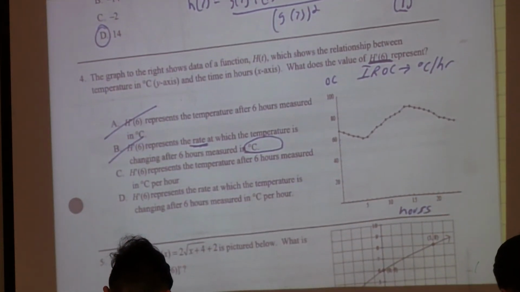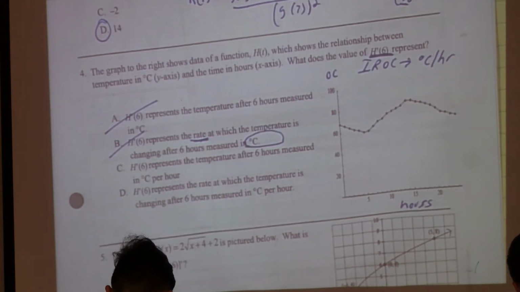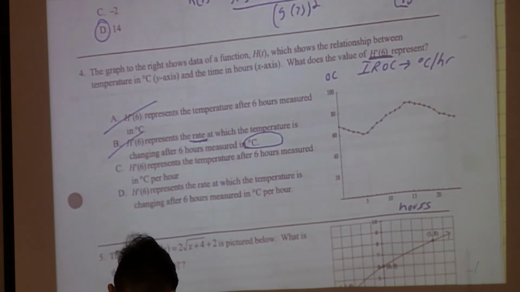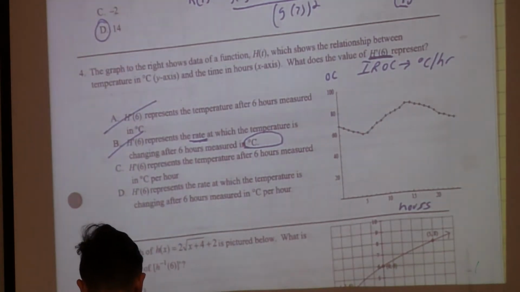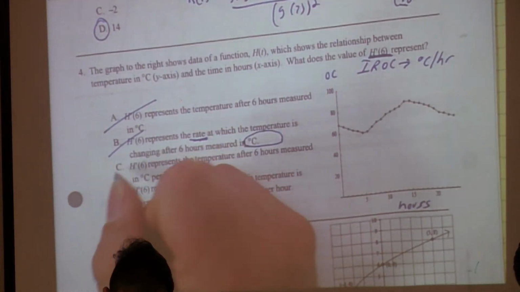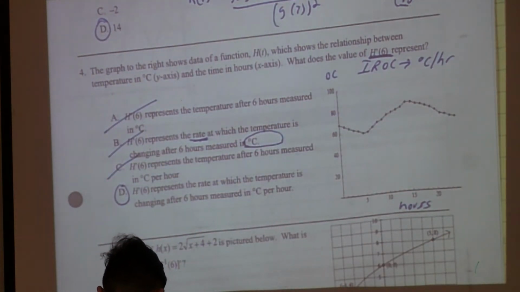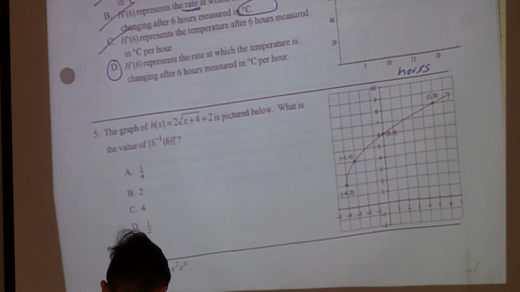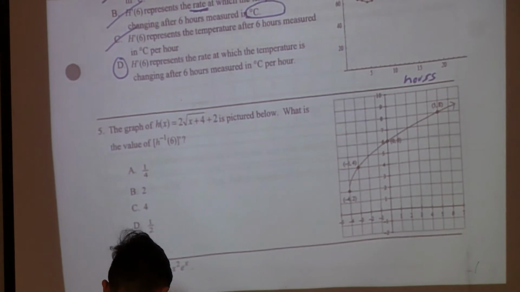Okay. How about C? H prime represents the temperature after 6 hours measured in degrees Celsius per hour. No. It's not a rate, right? It's not going to tell me the temperature after 6 hours. It's going to tell me the rate at which that temperature is changing, right? Rate of change. So it has to be letter D. And D is very similar to B. The only thing that changes is that it has the proper units.